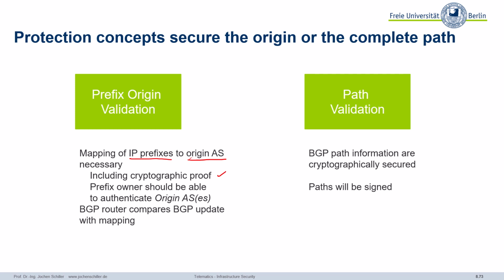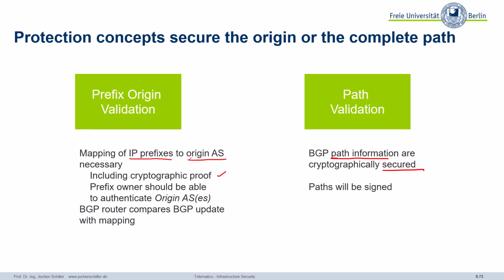So the real owner should be able to authenticate that really it's me and I'm really the owner of this autonomous system. And the routers then can check if this mapping is correct. We'll see how this works. And we can secure the path information. So we sign the path. So that's for path validation. So no one, also not in between, is able to change the path.